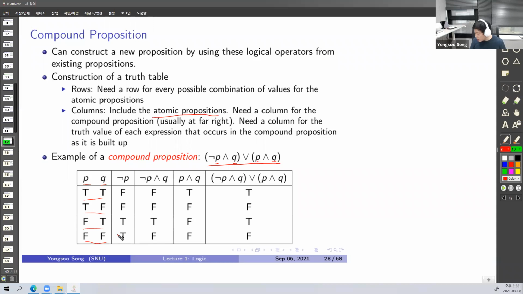And when you compute the truth table of this proposition, you need some building blocks, truth tables of some building blocks. For example, you can see the negation of P here, and then negation of P and Q, and so on. You can combine them to generate a truth table of this compound proposition. And by the way, you can observe that this final compound proposition is actually simply equivalent to Q. It doesn't depend on the truth value of P.